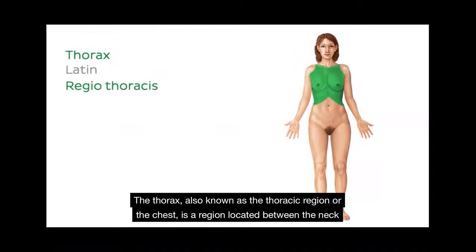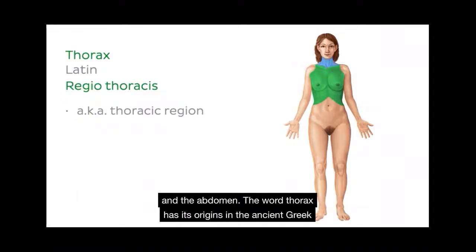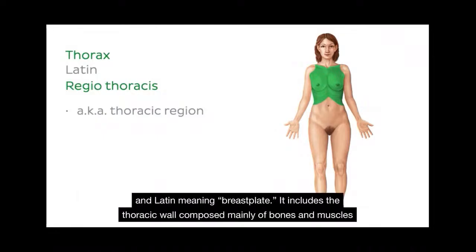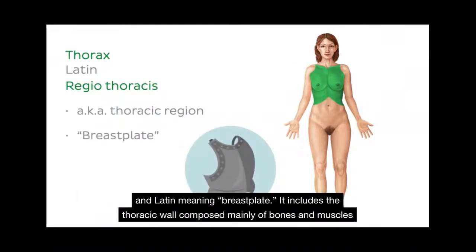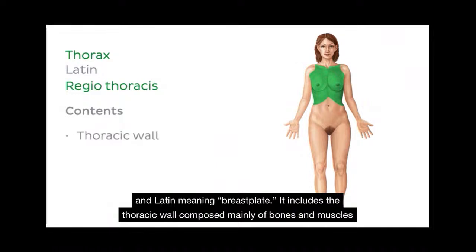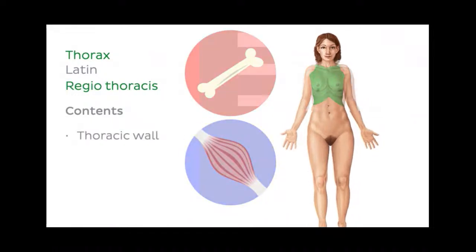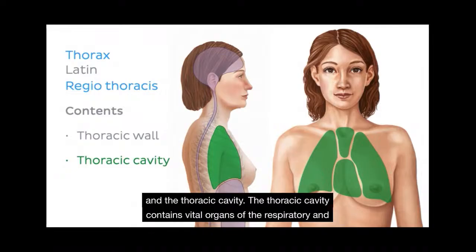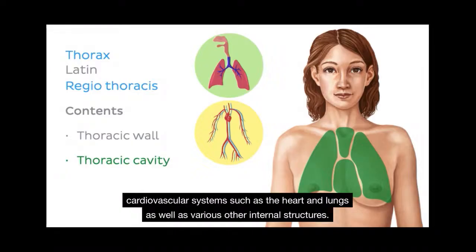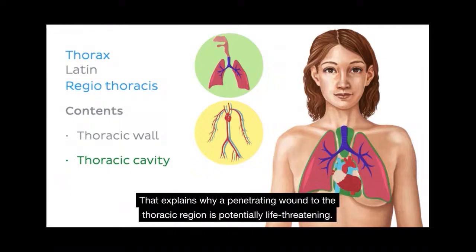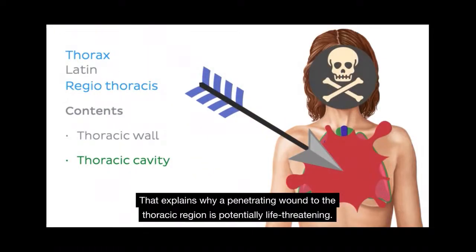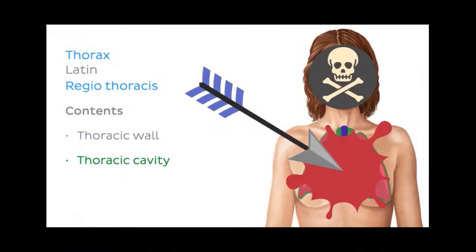The thorax, also known as the thoracic region or the chest, is a region located between the neck and the abdomen. The word thorax has its origins in the ancient Greek and Latin, meaning breastplate. It includes the thoracic wall, composed mainly of bones and muscles, and the thoracic cavity. The thoracic cavity contains vital organs of the respiratory and cardiovascular systems, such as the heart and lungs, as well as various other internal structures. That explains why a penetrating wound to the thoracic region is potentially life-threatening.